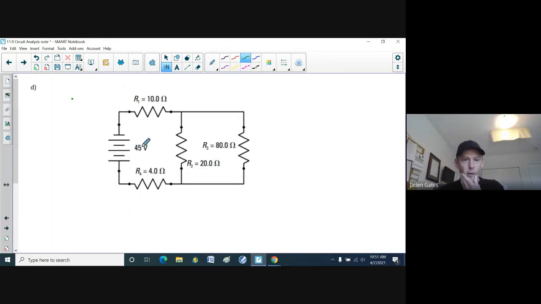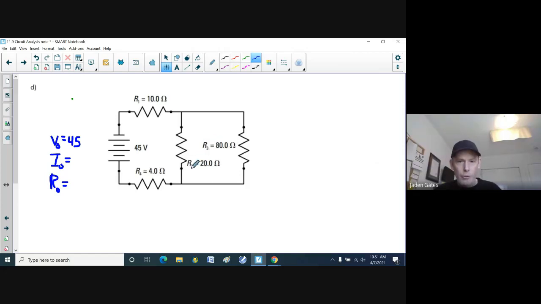All right, so we've got a 45 volt battery or source. We have an R1, R2, R3, R4. Again, we're going to need to find all of the different values. My V0 is 45, I know that. I don't know how much current is coming from the source yet, and I don't know what the resistance of the source is just yet. But I am going to figure it out.